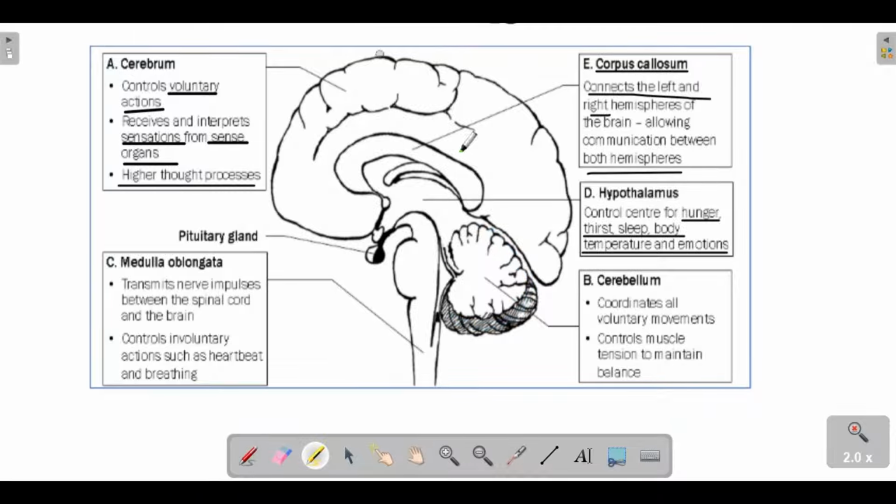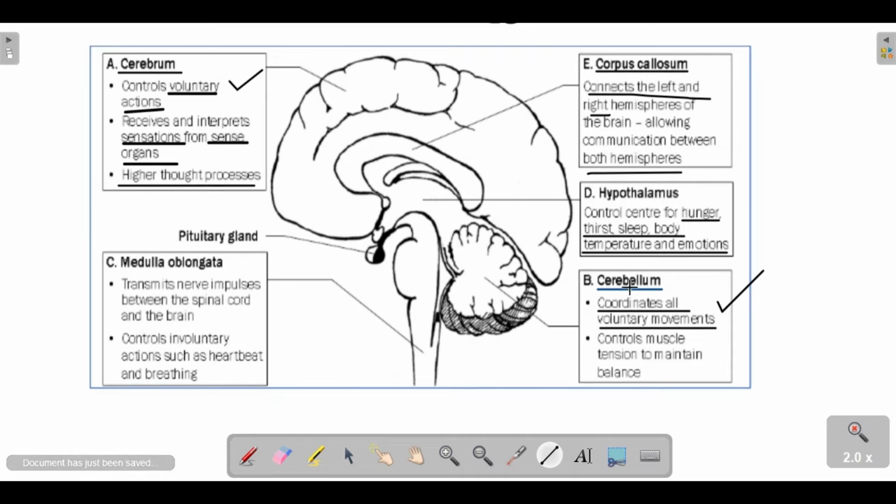So that is the cerebellum. Now, do not confuse the cerebellum with the cerebrum. It's very important that you are able to distinguish between those two. The cerebellum is right at the bottom, whereas the cerebrum is the biggest part right at the top of the brain. So the cerebellum coordinates voluntary movements. We said the cerebrum controls voluntary actions and the cerebellum coordinates voluntary movements. I need you to note those differences, okay? And do not confuse those functions with each other, okay?